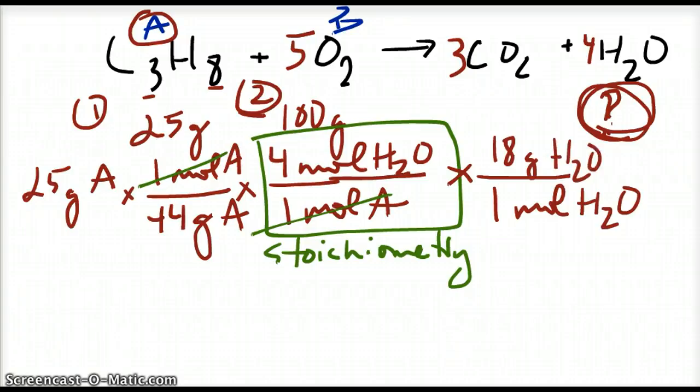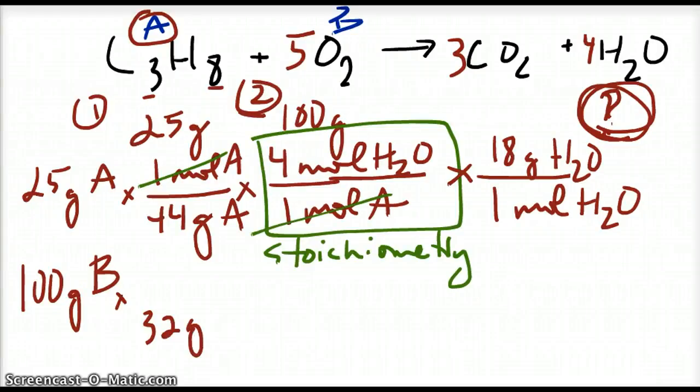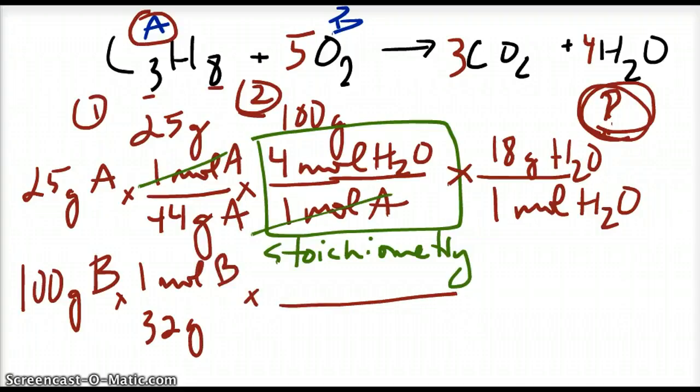I'm going to do the exact same procedure for oxygen, and I'm going to say 100 grams of component B, which is oxygen. Just doing that to save space. And I've got to convert those grams to moles, right? So 2 oxygen atoms in 1 oxygen molecule, that means 32 grams in 1 mole. Okay, next I need my stoichiometry step.